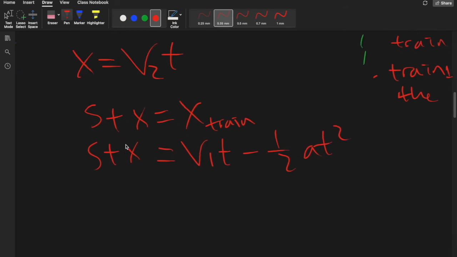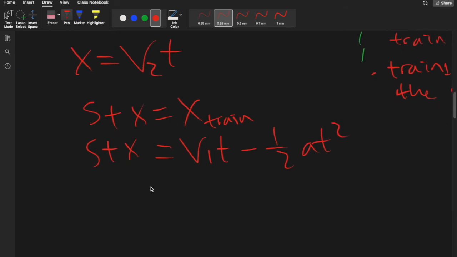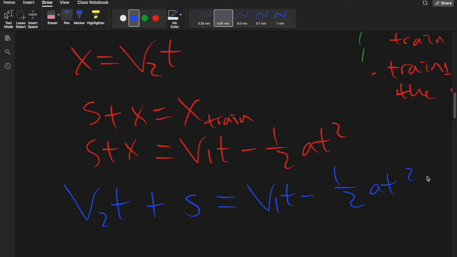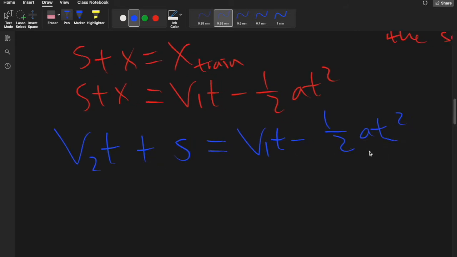So let's just put them together. v2 times t plus s must be equal to v1 times t minus a half times acceleration times t squared. So this is what happens if they collide, right? And we are solving for time t.